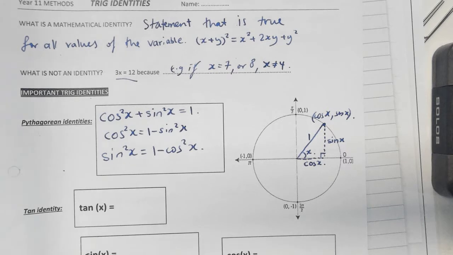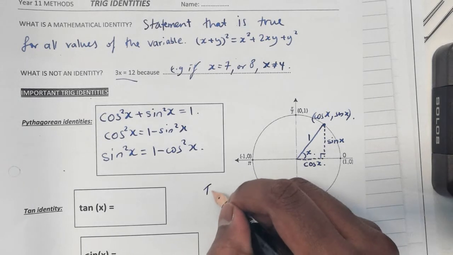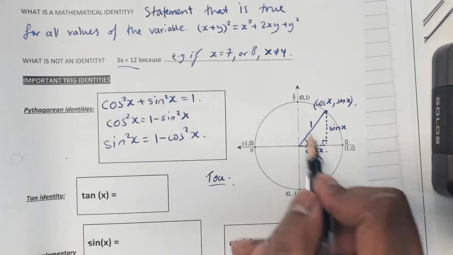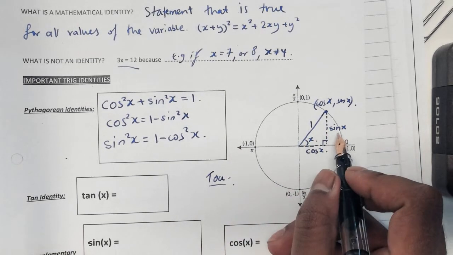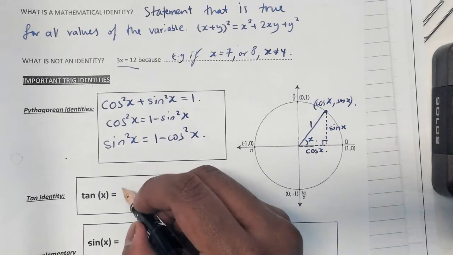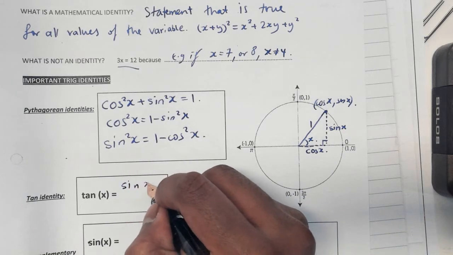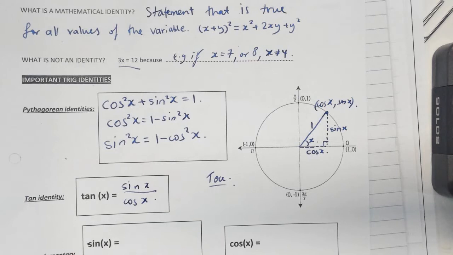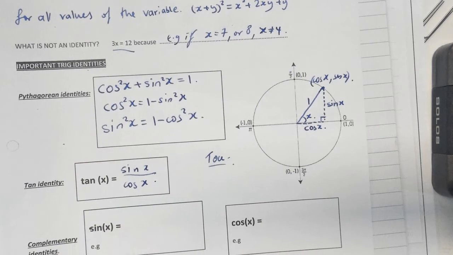Your tan identity, if you remember TOA from SOHCAHTOA, tan x in this case is opposite over adjacent, so it's sin x over cos x.